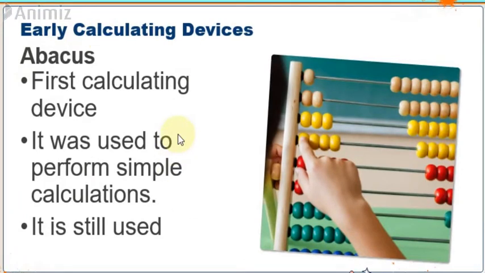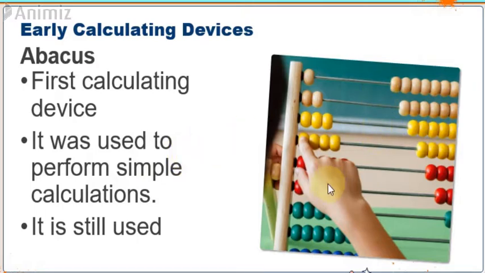One of the first calculating devices that was ever made was called the abacus. It had a wooden frame, as you can see in this picture, and it was built with beads sliding on wires. This was used for calculations in the earliest times, to perform simple calculations, for example addition, subtraction, multiplication, and division.